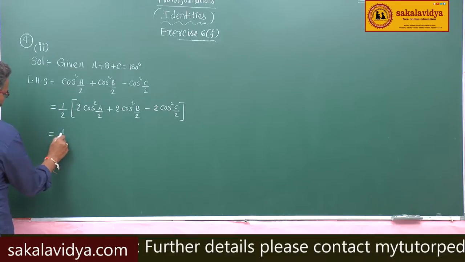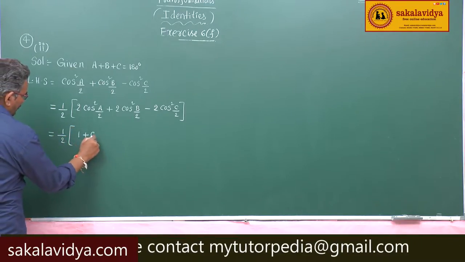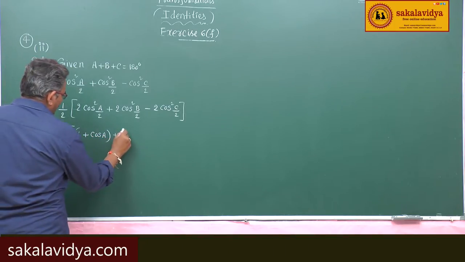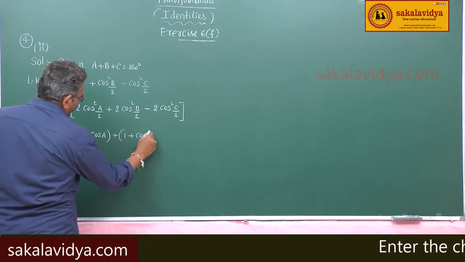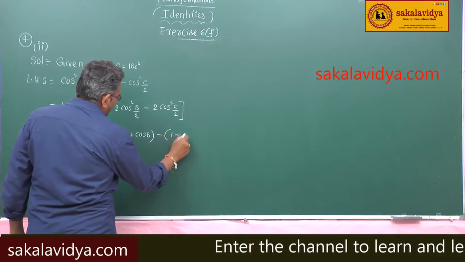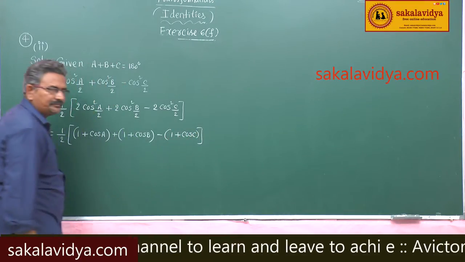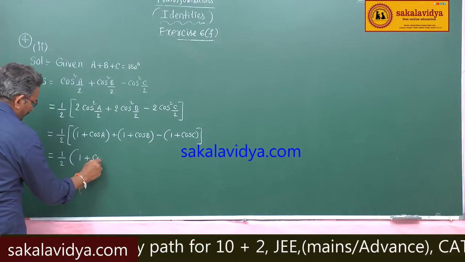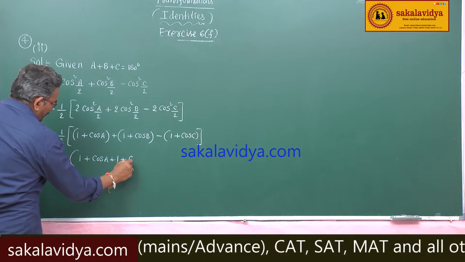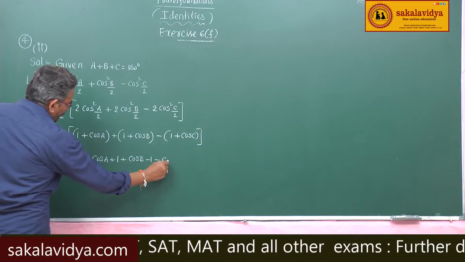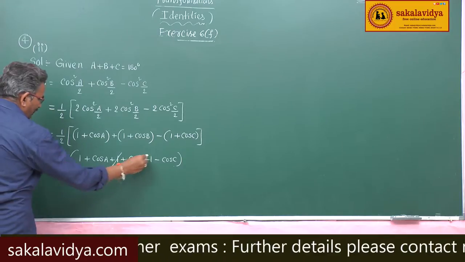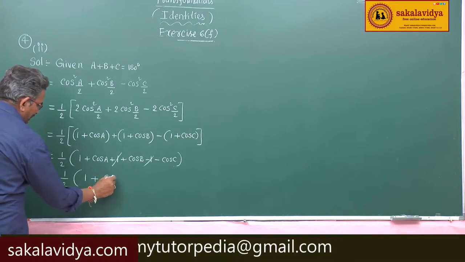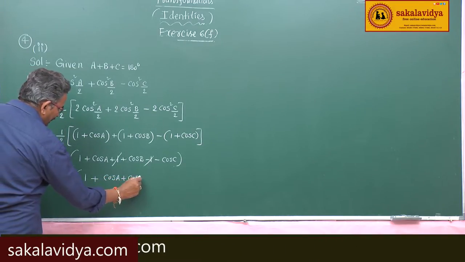Now this is half into 1 plus cos A plus 1 plus cos B minus of 1 plus cos C. This is half multiplied by 1 plus cos A, 1 plus cos B, minus 1 minus cos C. 1 and 1 get cancelled. We have 1 by 2 into 1 plus cos A plus cos B minus cos C.